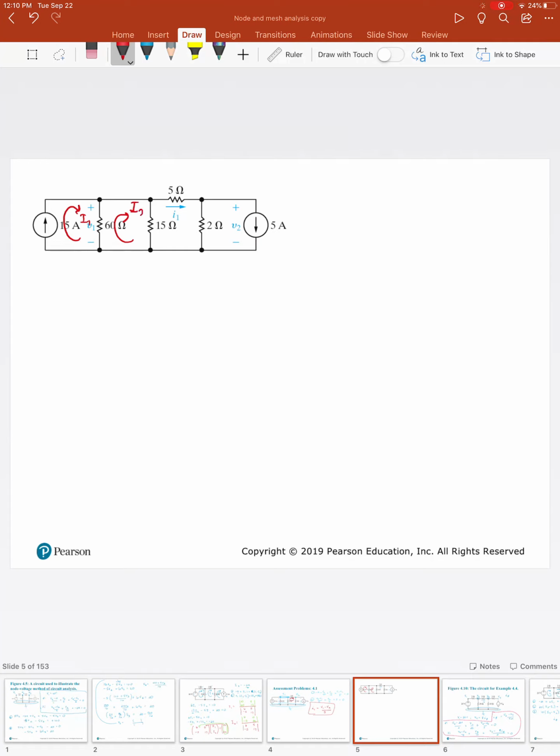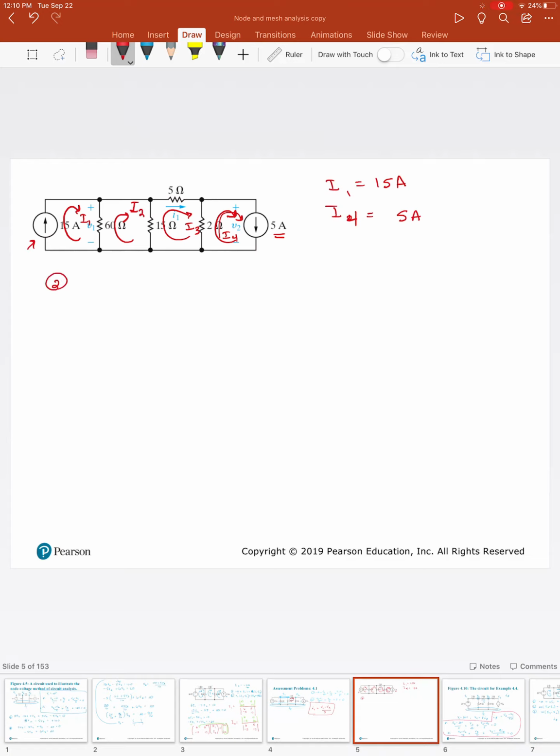So we have I1, I2, I3, and I4. I1 is actually equal to 15 amps because there is a current source here on an outside branch. I4 is equal to 5 amps because it is defined in the same direction as this 5 amp current source on an outside branch. So two of those mesh currents are already solved for.